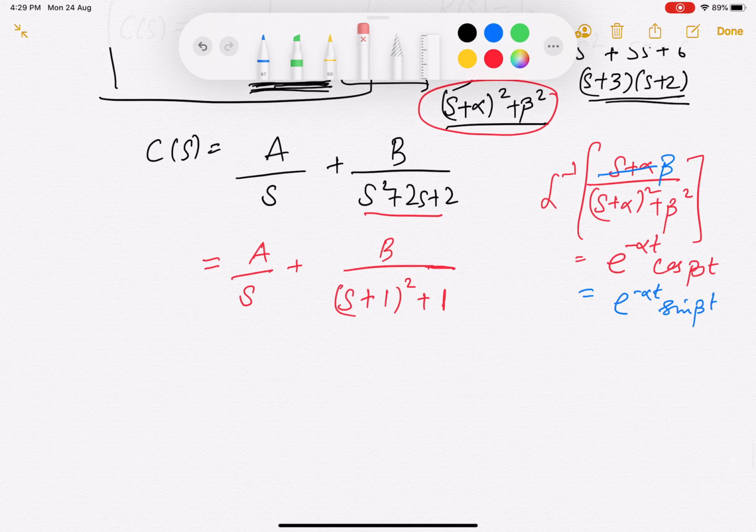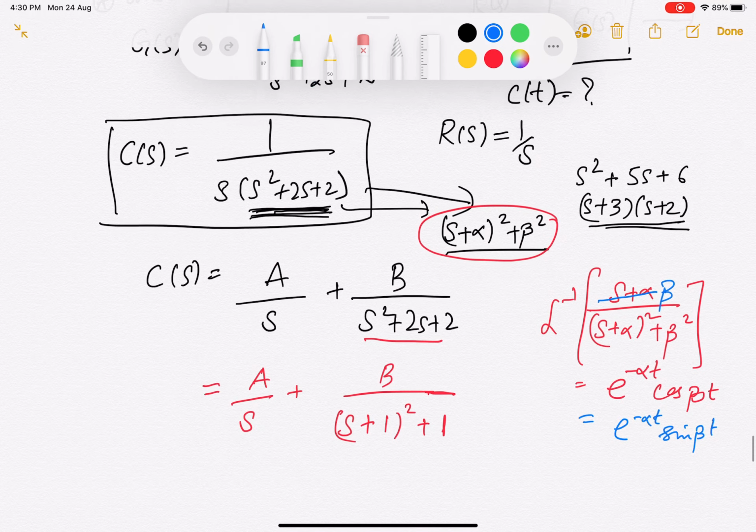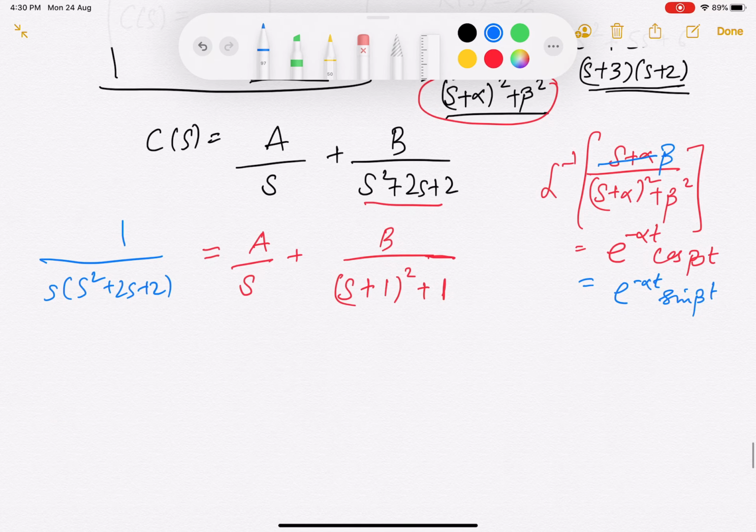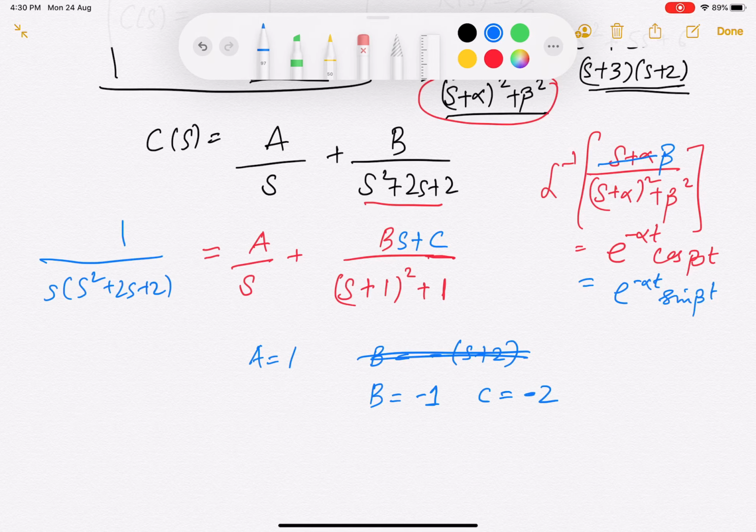Now you can compare this to your original equation, which is 1 by s into s square plus 2s plus 2, and try to find out the values of A and B. This is very simple. You'll find that A is equal to 1 and B is equal to minus 1. This is actually Bs plus C, I'm sorry. So B would be minus 1 and C would be minus 2, right?